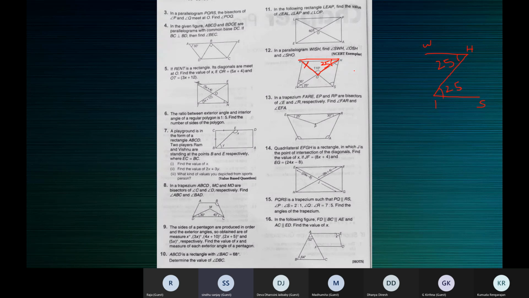Ma'am, W is 45 degrees, ma'am. Yes. Ma'am, your voice is not clear, ma'am. Children, am I not audible? Ma'am, now clear, ma'am. Oh, okay. I was away from the laptop at that time. W is equal to 45 degrees.